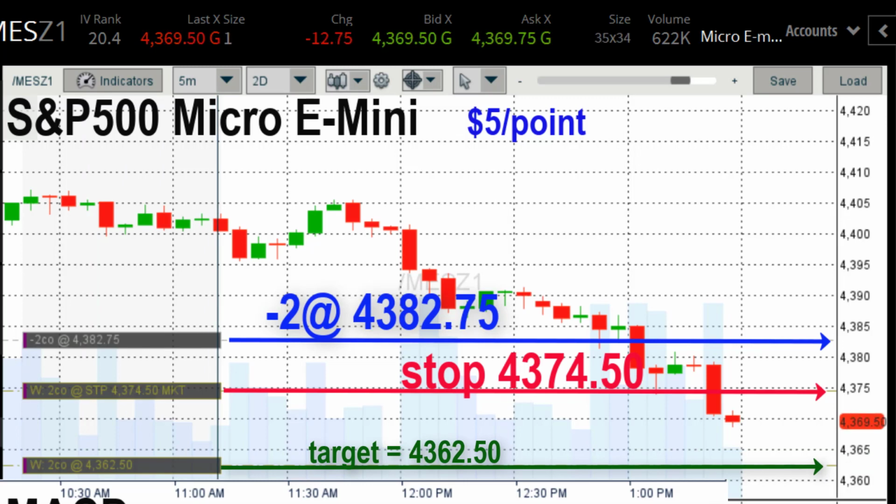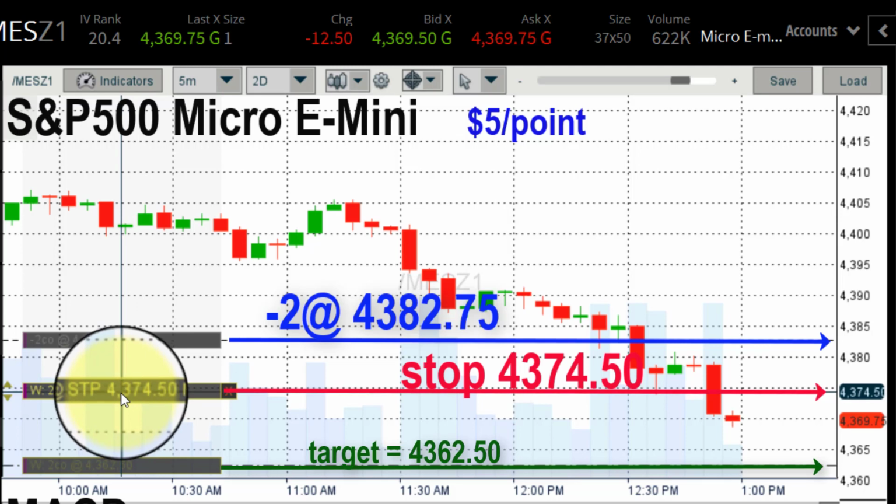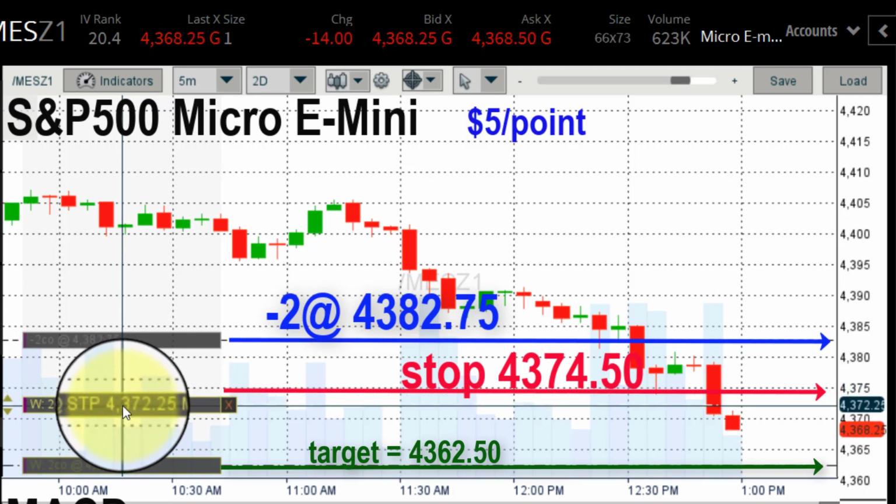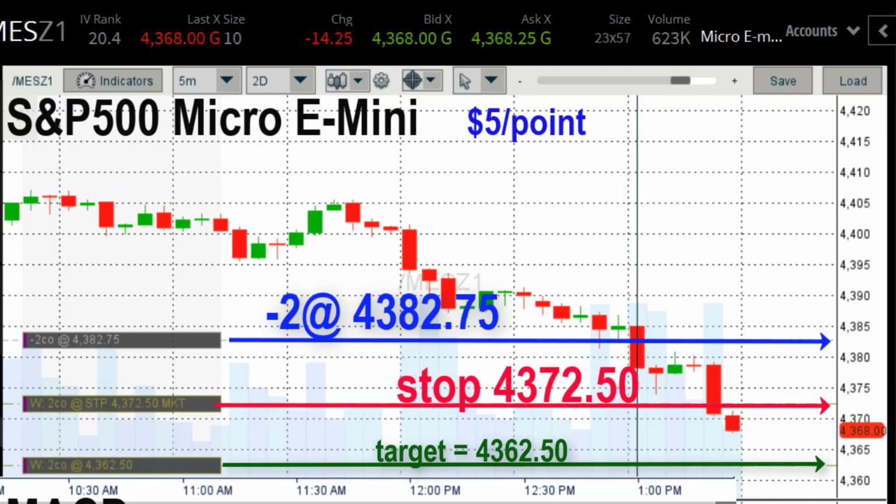I just moved my target price down lower. It's at 43.6250 now, and I'm trading at 43.68 and a quarter. And so I'm definitely going to move the stop down. It was at 43.74 and a half. I made it 43.72 and a half. So I added another $20.